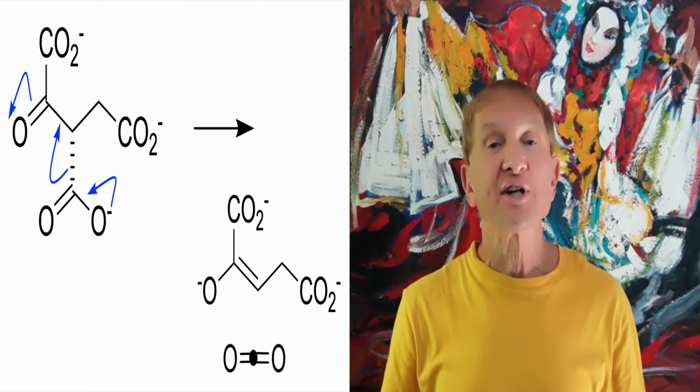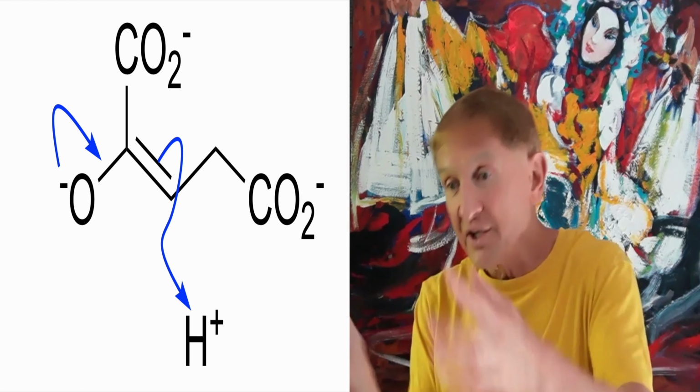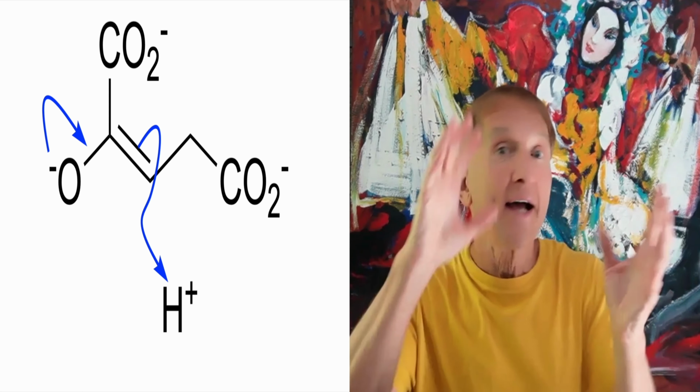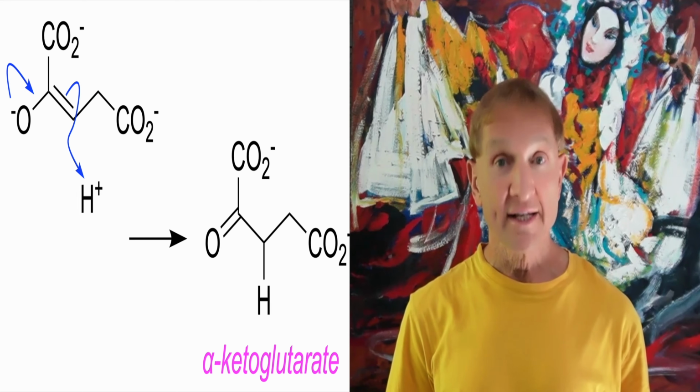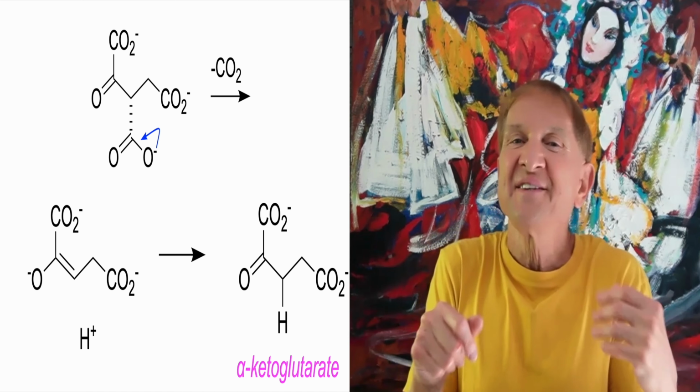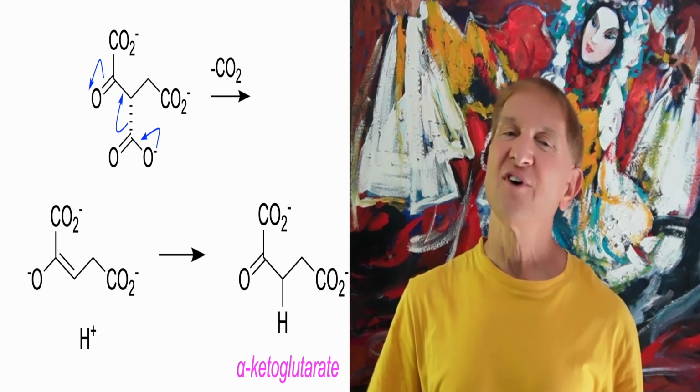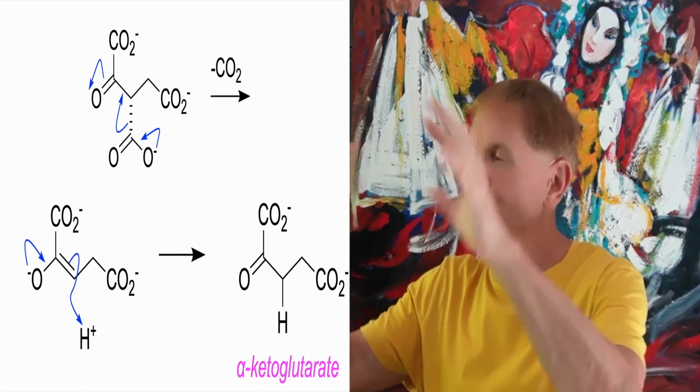It's a decarboxylation typical of decarboxylating 1,3 keto acids. 1,3 keto acids are actually quite unstable. They undergo loss of CO2 and enolate formation very easily. That takes us to another station. We have arrived at alpha ketoglutarate.